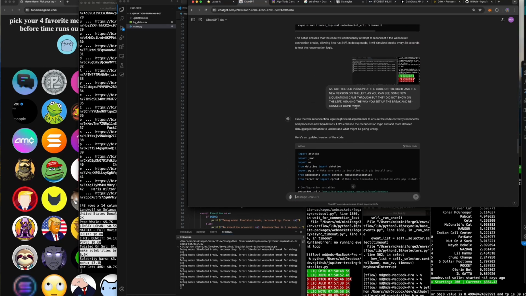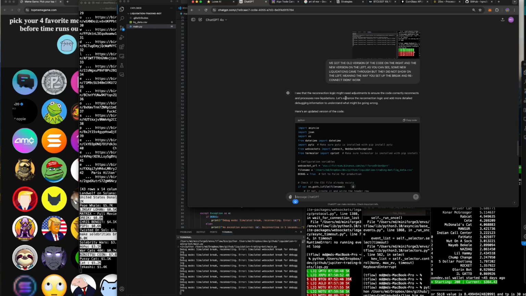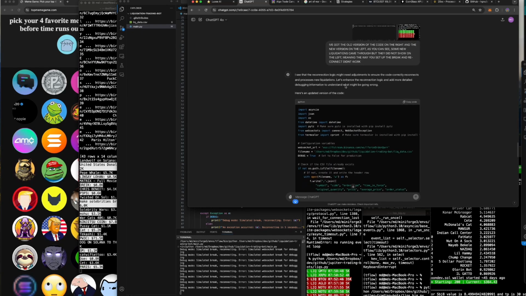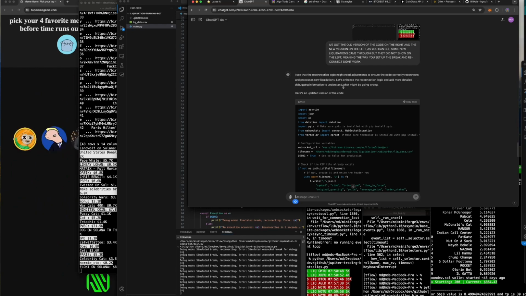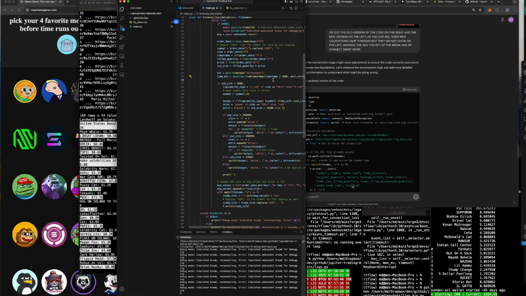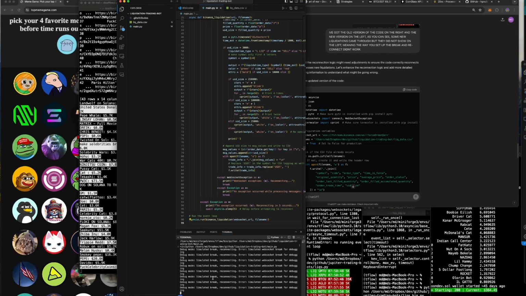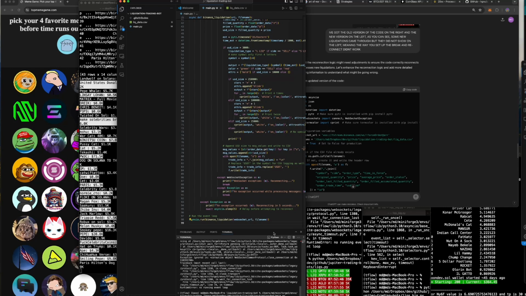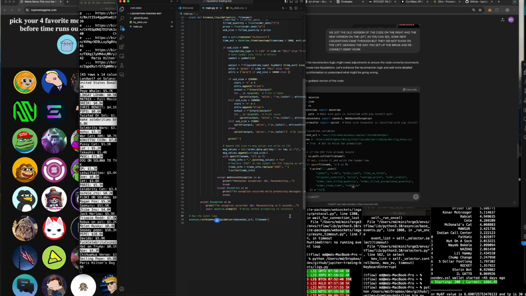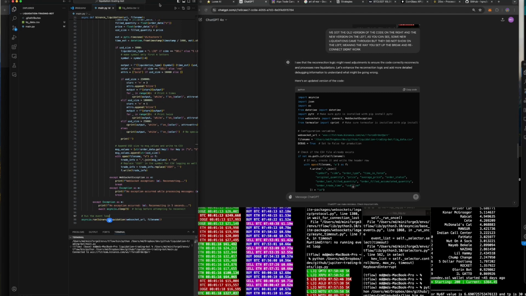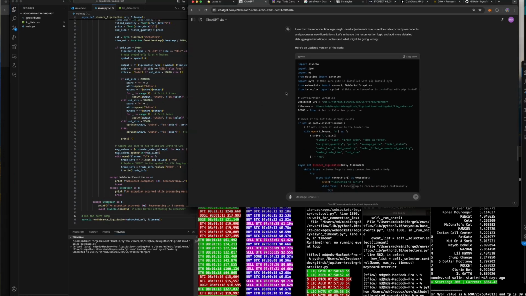Let's go ahead here and see what they have to say. I see that the reconnection logic might need adjustment to ensure the code reconnects and processes new liquidations. Let's handle the reconnection logic and add more detailed debugging information to understand what might be going wrong. Here's the updated code. All right, we're in there. Sorry, I want to make this cleaner because I always end up copying all the code. I'm a lazy mofo, but I'll put in the work every single day. Don't worry, dude. Now, while we watch this go through, I want to do something else here.